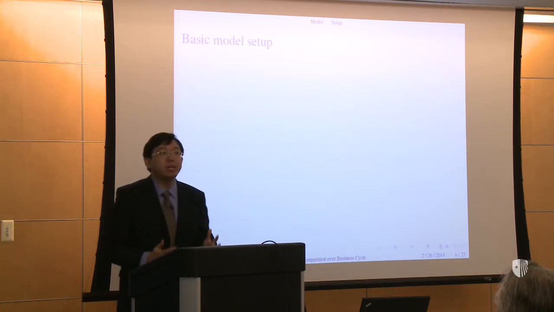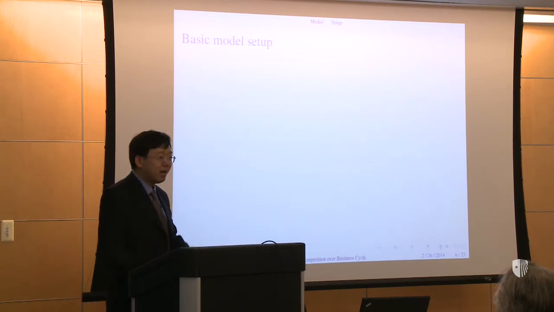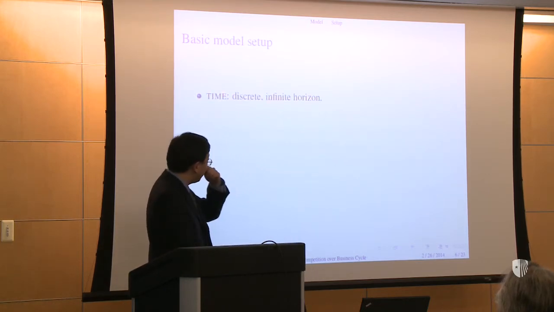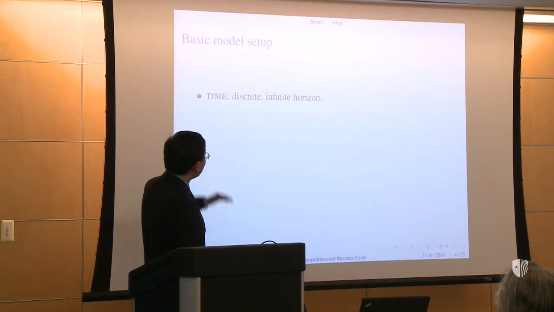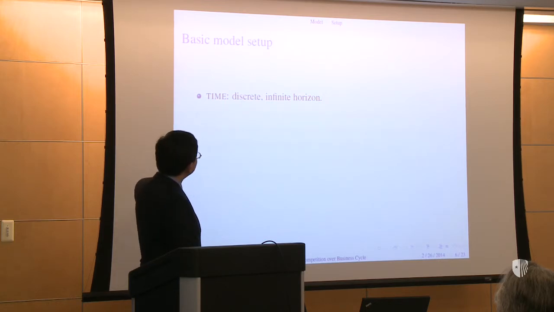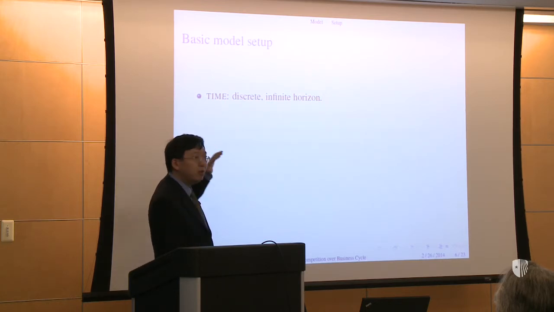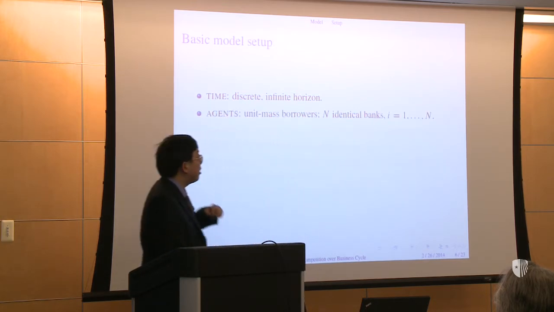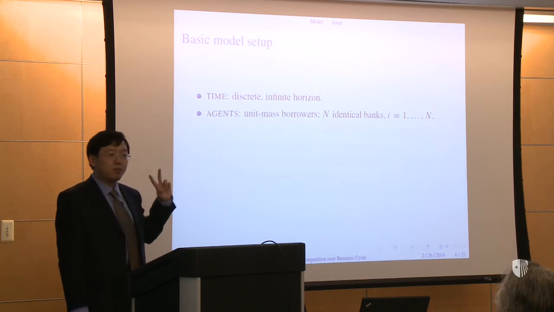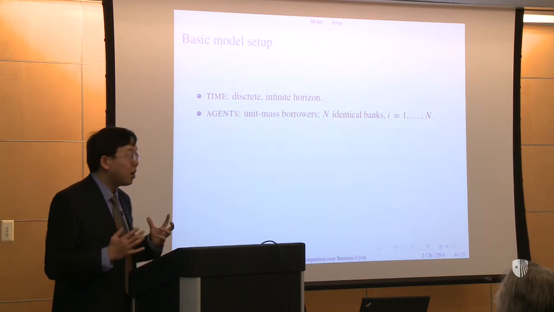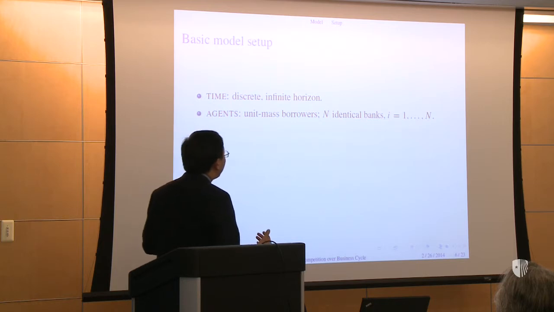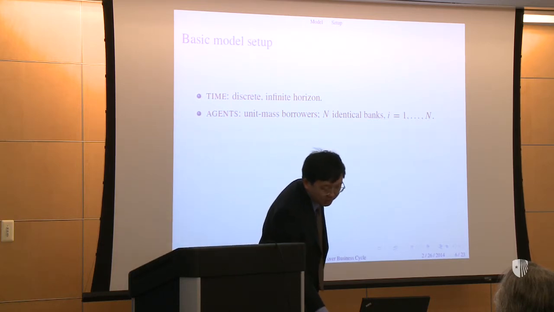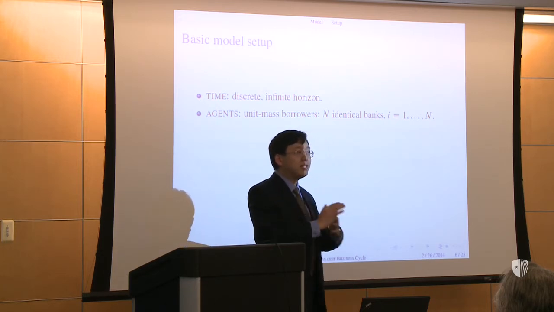So let me start with my model, my little model. The basic structure of the model is as follows. First, time is discrete with an infinite horizon. There are basically two types of agents in the model. The first is a unit mass of borrowers. The second is identical banks, and I use little i to index those banks. There is no entry or exit of banks.